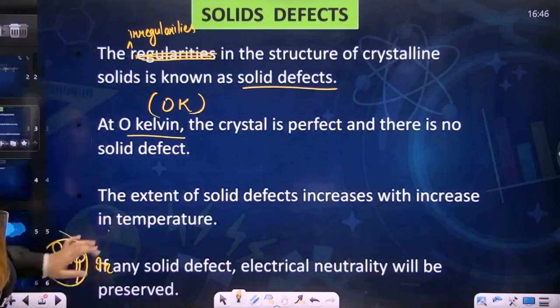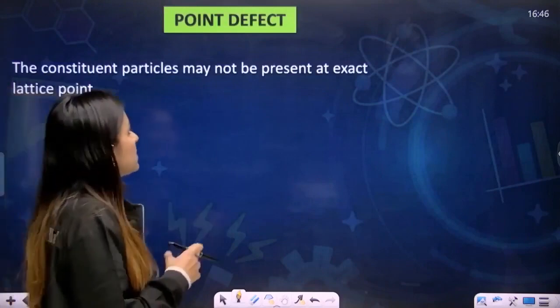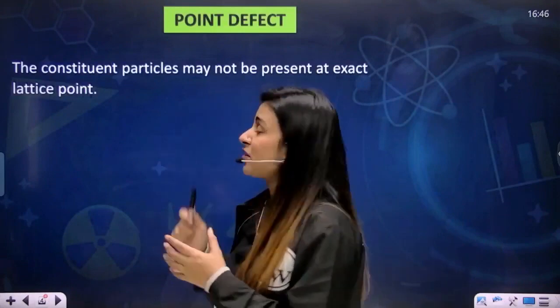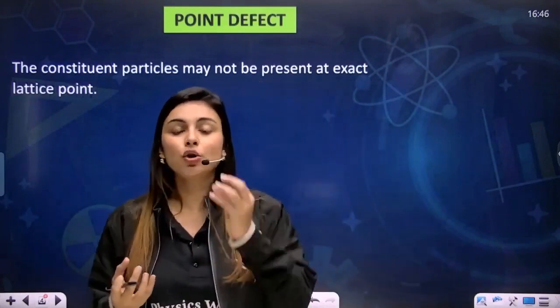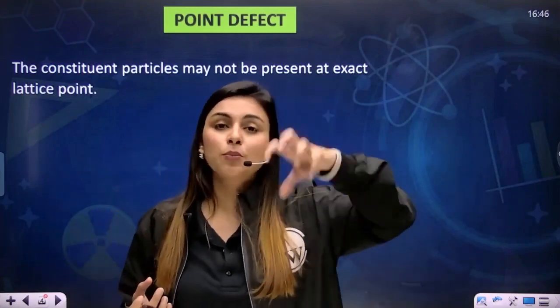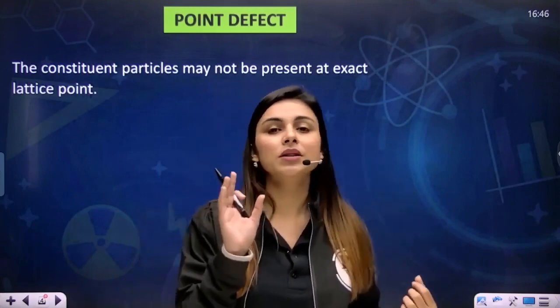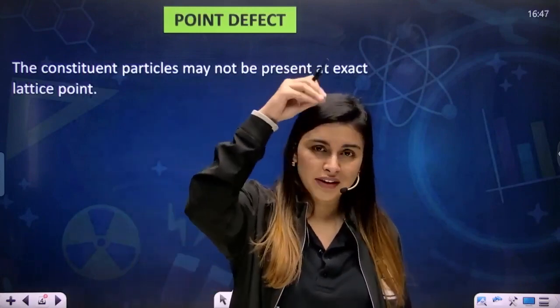I hope you've written it, my dear students. Now, the constituent particles may not be present at exact lattice points. What actually happens in a point defect is, there might be a point where your constituent atom was supposed to be present, but it will not be present there, and that would be the point defect.